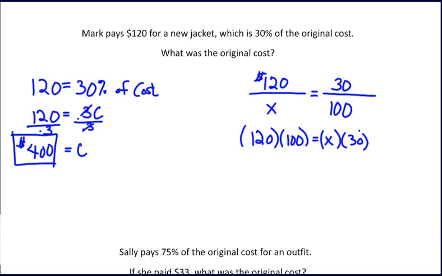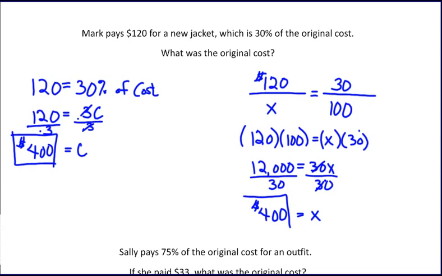Multiplying the numbers on the left, I get 12,000. And now I simply want to divide by 30 on both sides, leaving the x alone. And once again, whether we do this by hand or with a calculator, we will get 400 as the result. That will be the cost originally of that coat.